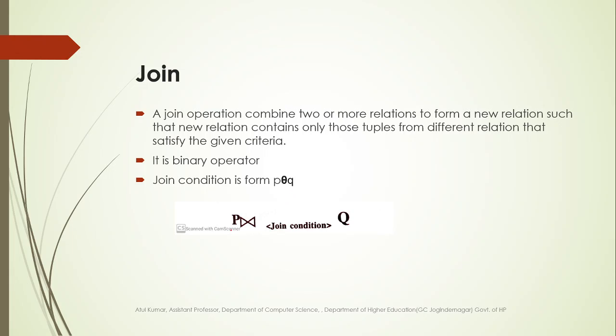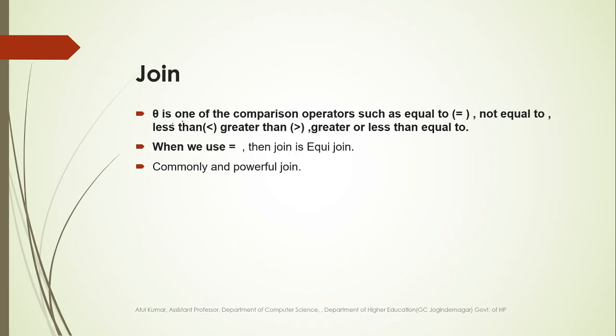So basically it is represented with this symbol, that is p join q, and the join condition here is p theta q, and it is applied on relations p and q. So what is theta? Theta is basically a condition, a comparison operator. The comparison operator may be equal to, not equal to, less than, less than or equal to, greater than, or greater than or equal to. When we use theta as equal to, the join is called an equi-join, and it is a very commonly used and powerful join in relational algebra and databases.